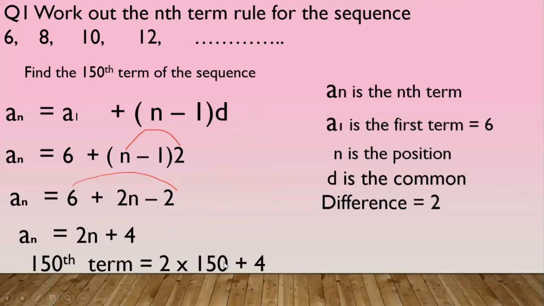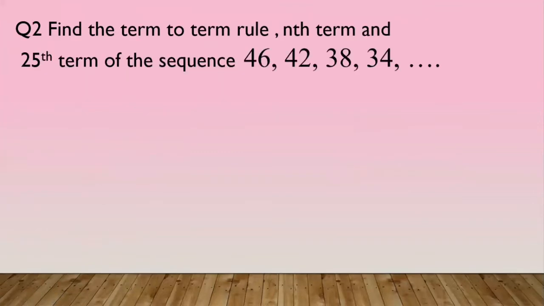So 150 into 2 is 300 and 300 plus 4, we get 304. Okay, so here we have seen the arithmetic sequence, and how to find the nth term and also the given term, any term of a sequence. Okay, let us take another question here.